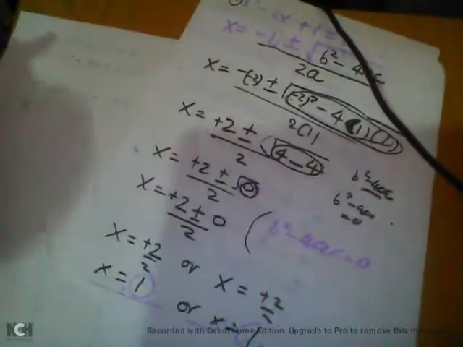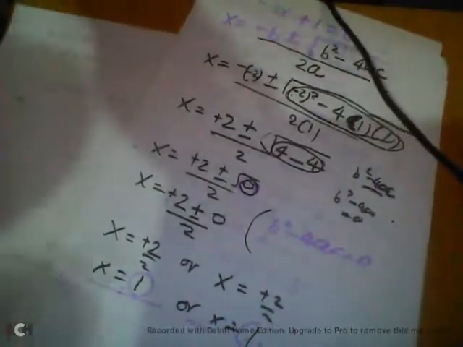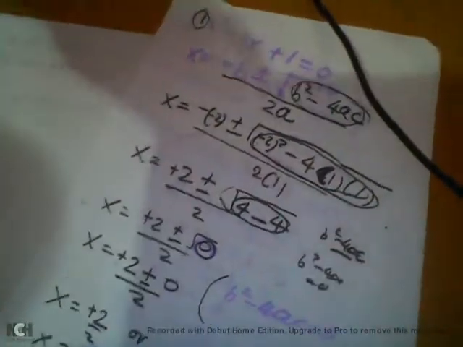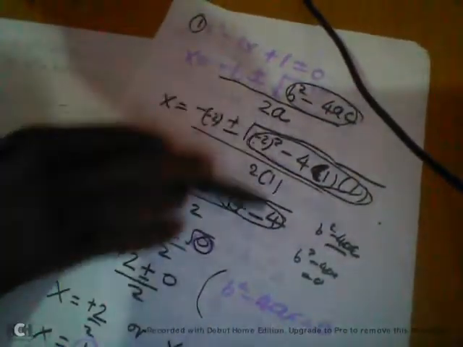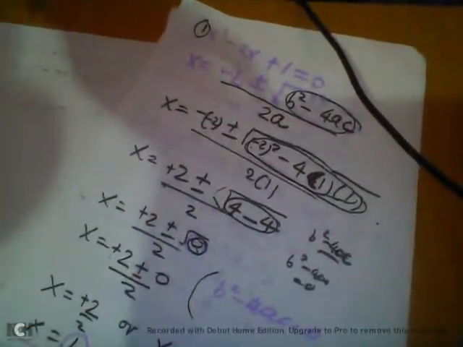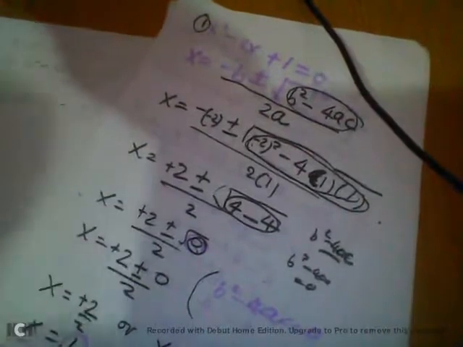That's what we say whenever this b squared, the one under the root, is equal to 0, like when you plug it in, it gives us 0, and then you get 2 equal real roots, x equal to 1, x equal to 1. Let's take another example.